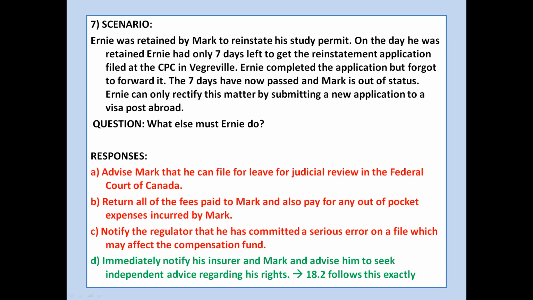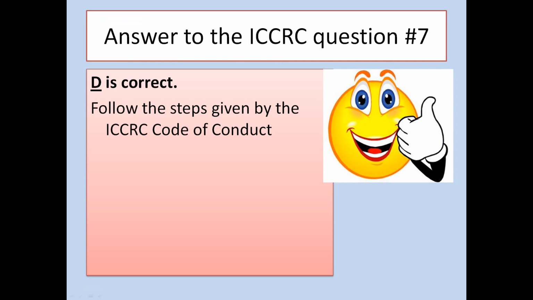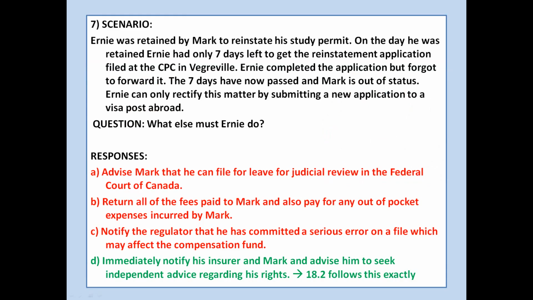So remember to read your code of conduct really, really, really thoroughly so that you can answer questions like this very quickly. And as we said, each step is given by the ICCRC code of conduct. Remember as well that some words change the meaning of the question. So when we look at this one here, what else must Ernie do? That's very different from what else can Ernie do. If it was can, he could do B, C, or D, but it's must. So that's why D is the only correct answer.